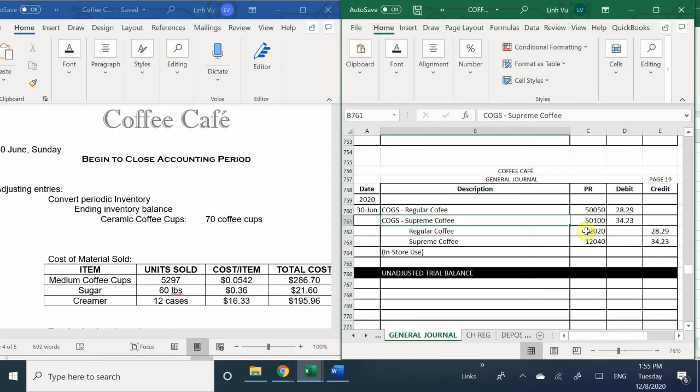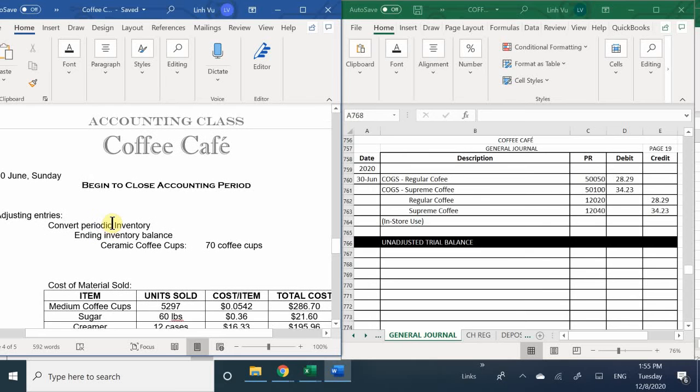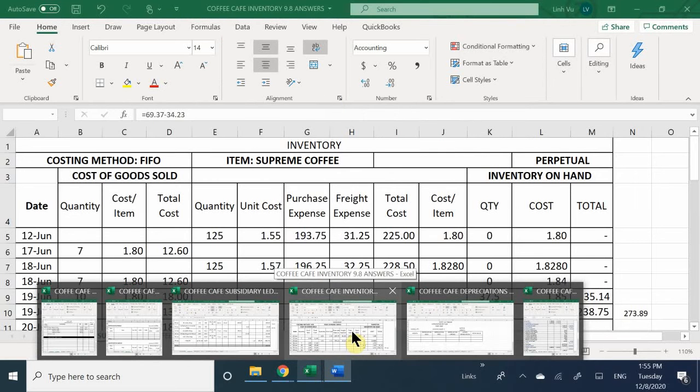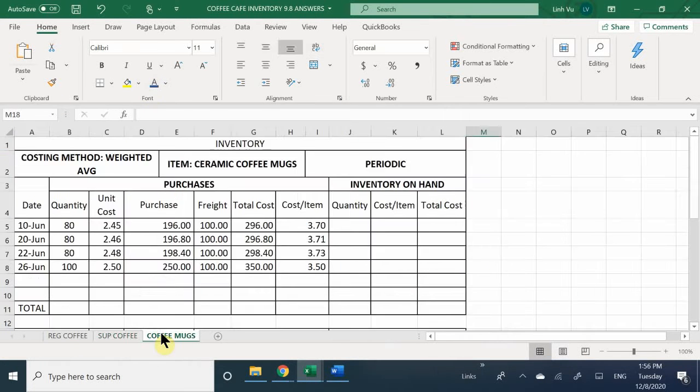So again, this is all about posting to the journal, then to the ledger, and whatever things that you need. The very first one that we're going to recognize as our adjustment entry is to complete our conversion entry for our periodic inventory. As we've done before in chapter 5, we need to utilize our inventory table. So go ahead and pull out your inventory table. We're focusing only on our periodic inventory, which is our coffee mugs.